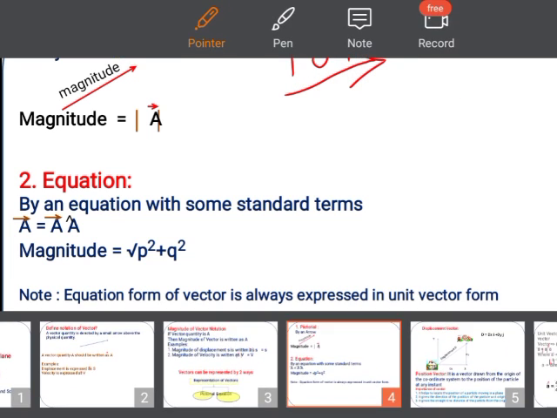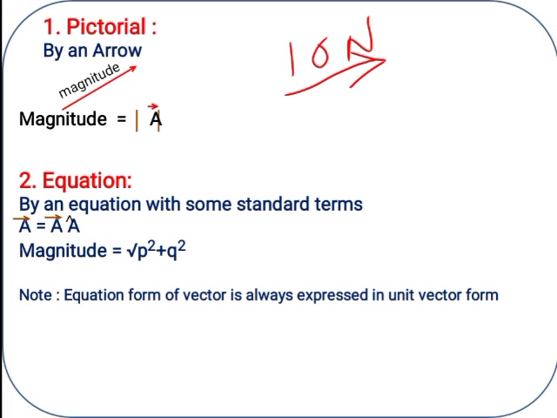We don't know the force. Or else suppose the force on the object is 10 Newton in the north direction. Then how will we show? In this way. Okay, so this is what? Pictorial notation. In the picture form or in the form of a drawing, we show the vector. This is one procedure.